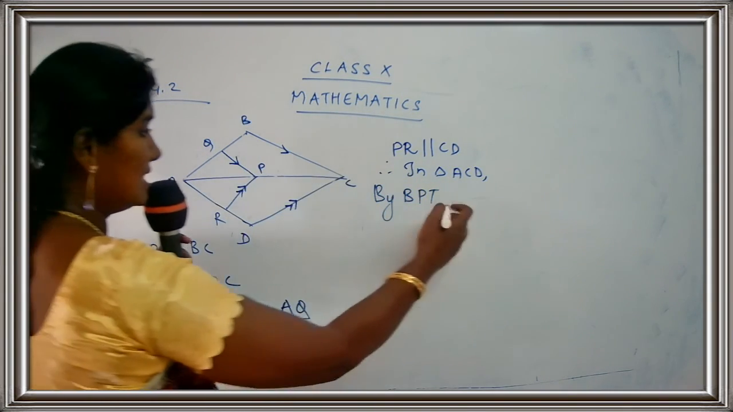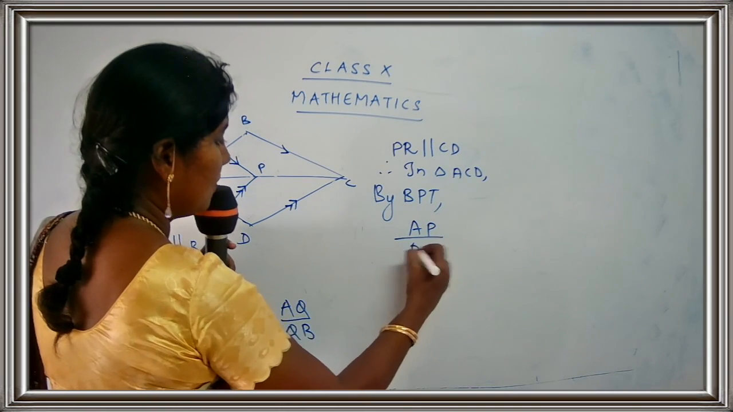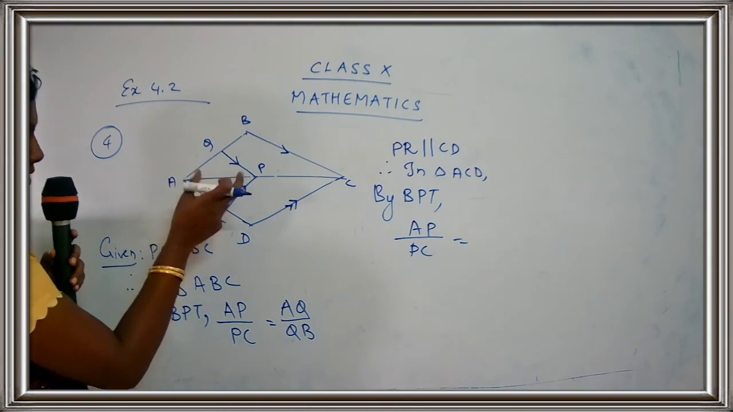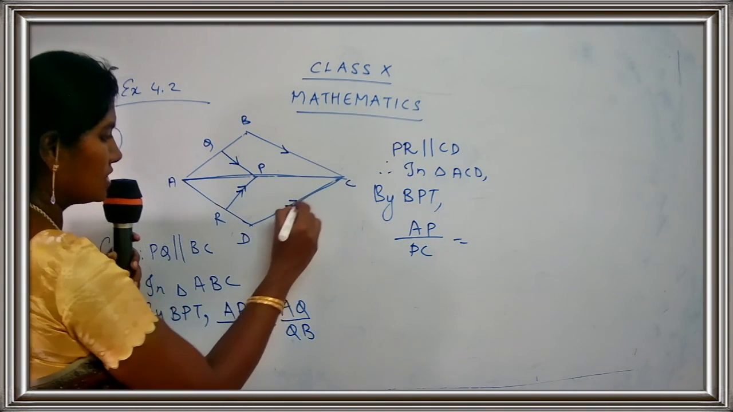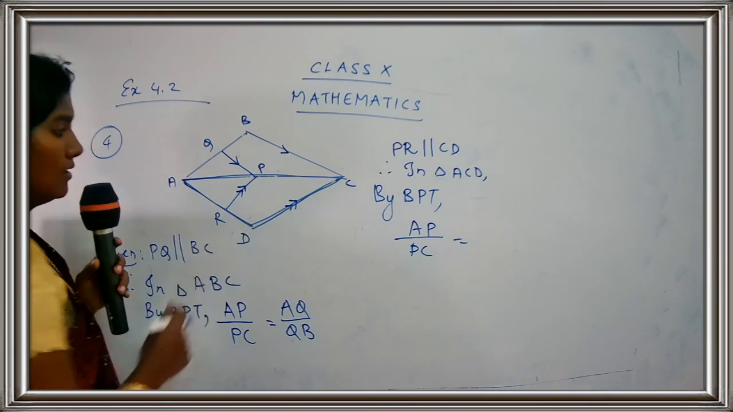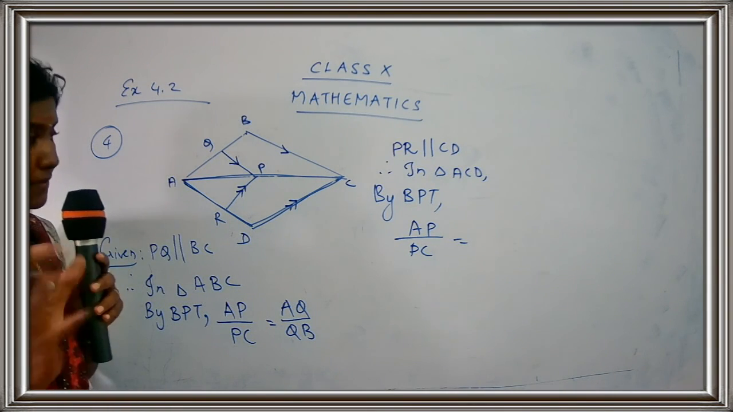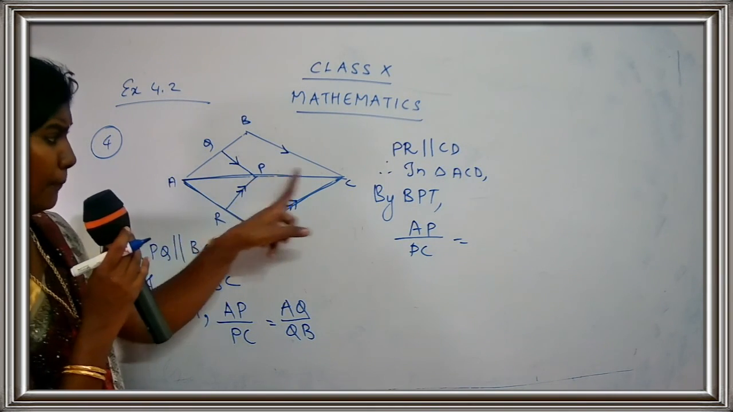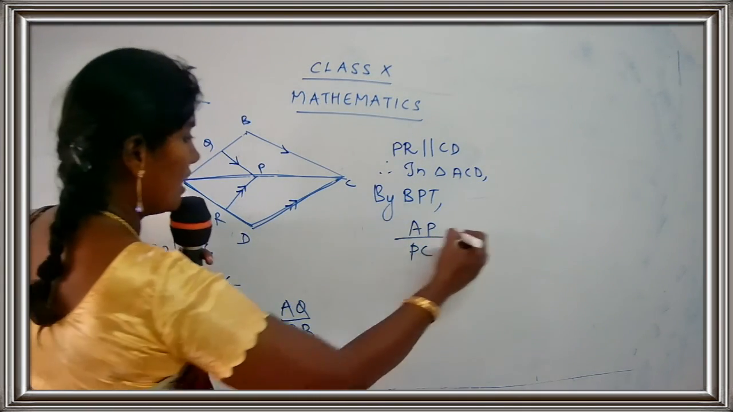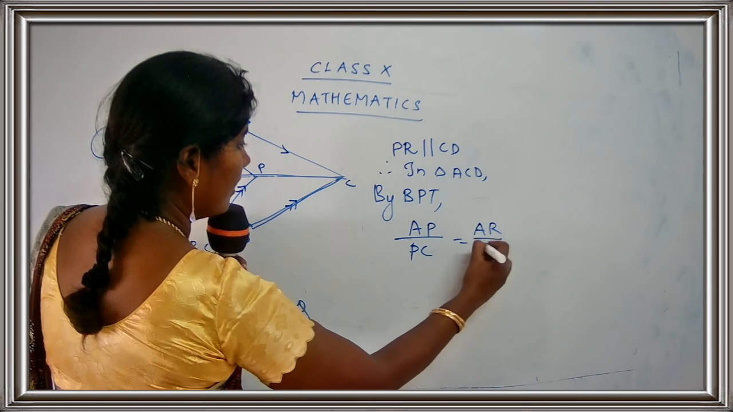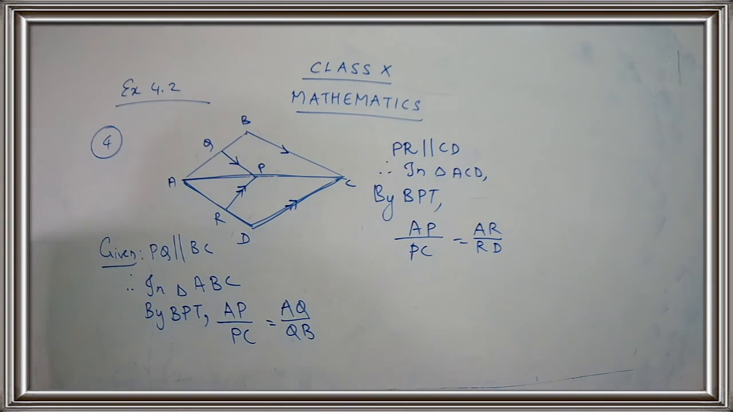AP upon PC is equal to, see here, AP upon PC. That is, I am going to consider this triangle. Are you looking carefully, children? This is very easy, you are just applying the theorem, that's all. So AP upon PC is equal to AR upon RD. So what do you get here? AP upon PC is equal to AR upon RD.